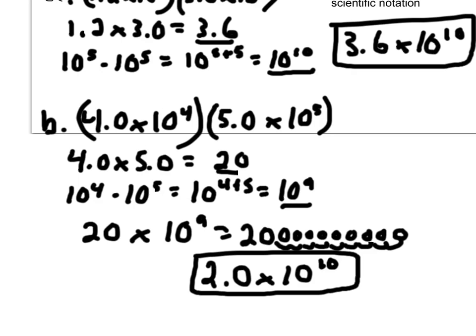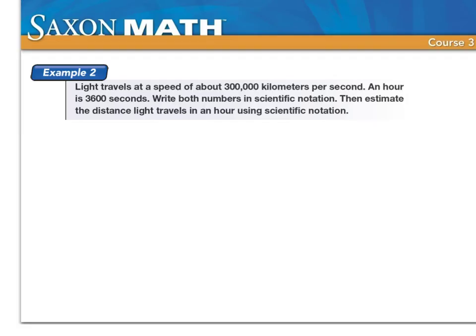Alright, let's go on to another example. Example 2 says light travels at a speed of about 300,000 kilometers per second. An hour is 3,600 seconds.